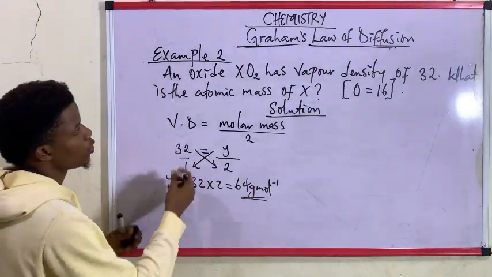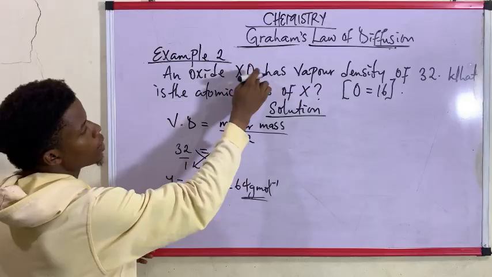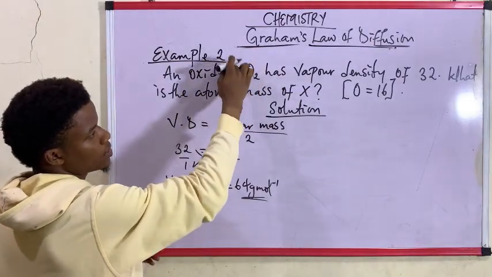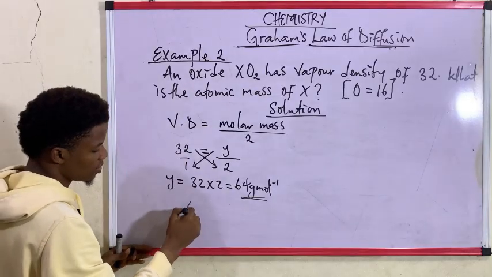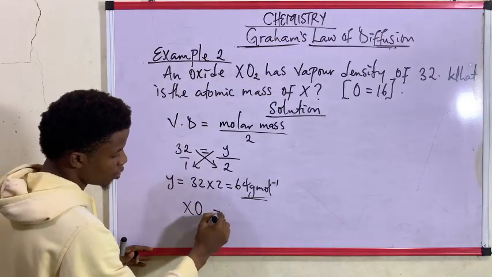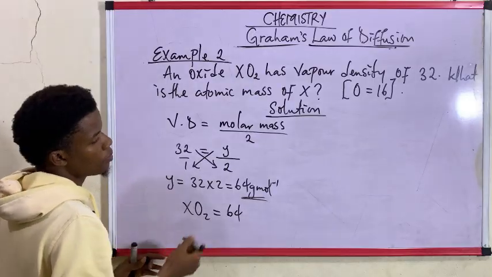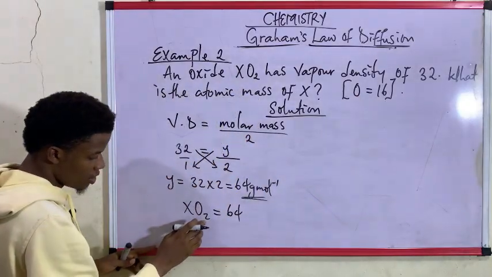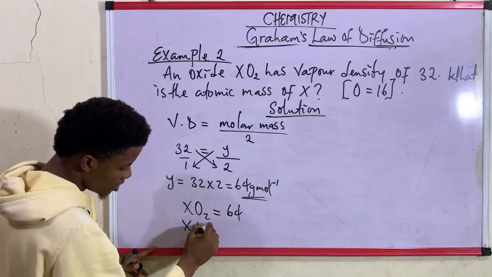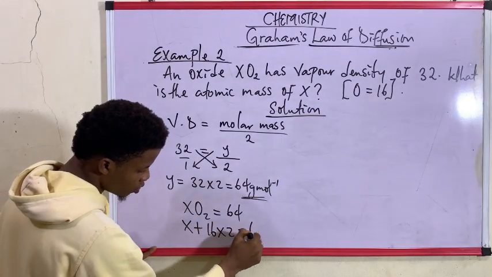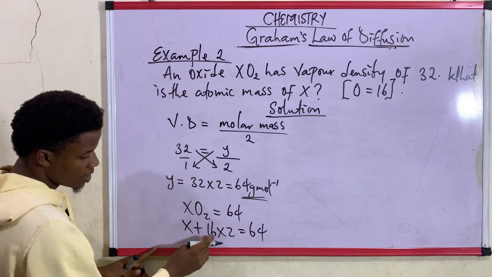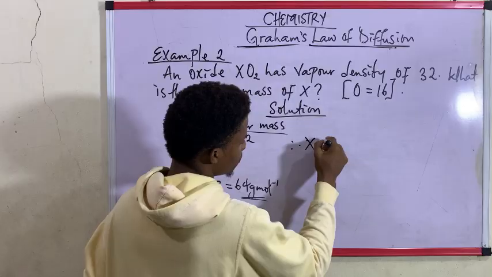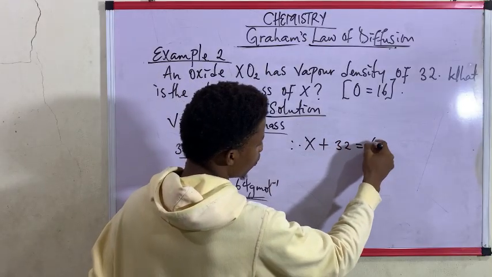How do we do this? We know that the molar mass of this entire compound, this entire oxide, XO2, equals 64. Now remember, oxygen is 16, but there is a 2 here, so that becomes X plus 16 times 2 equals 64. 16 times 2 will give us 32. So therefore we have X plus 32 equals 64.